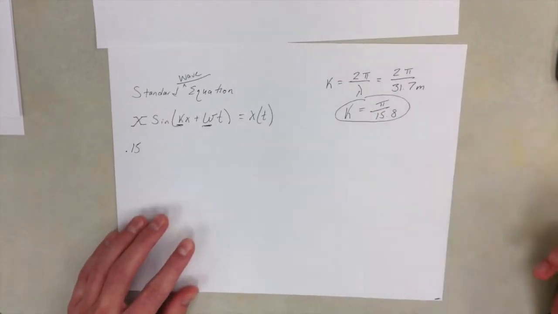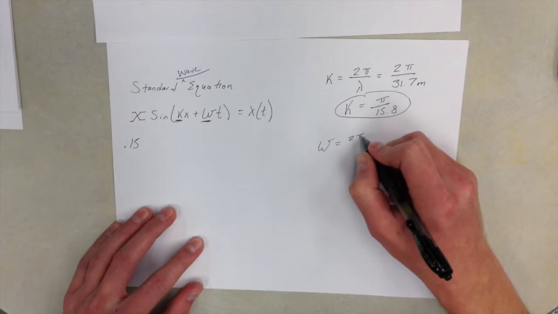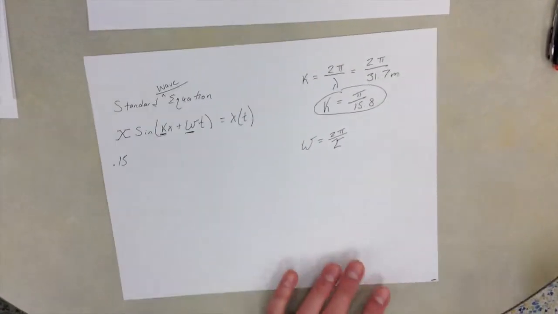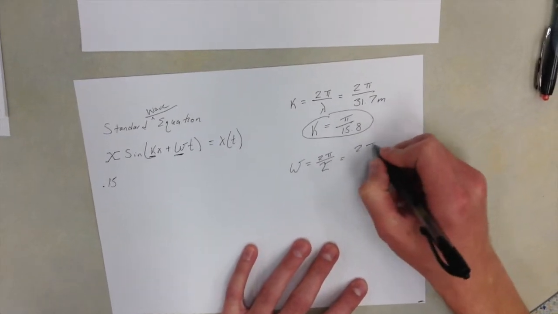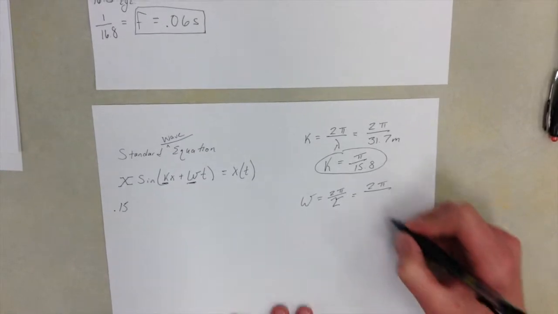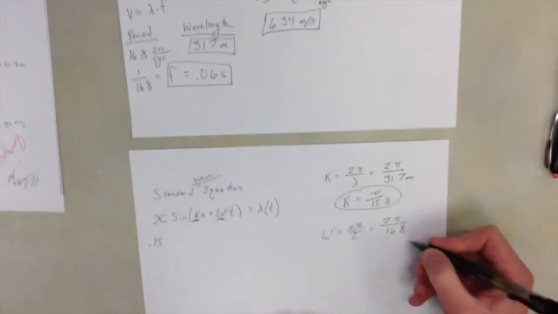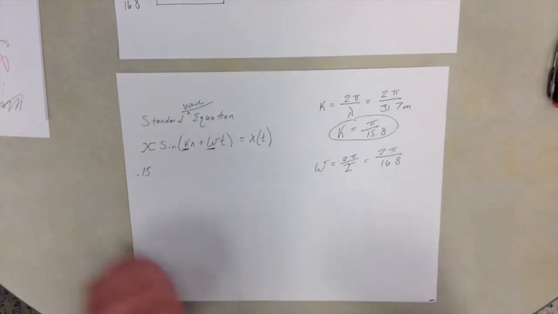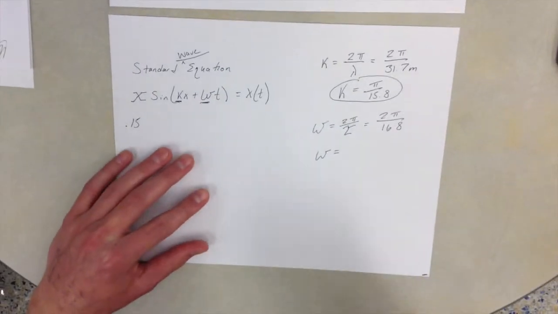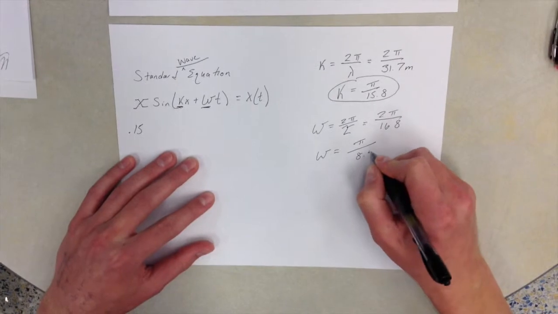And then now we have to find omega. So we know omega equals 2 pi over the period. So once again, we just have our standard 2 pi. We can divide that by the period, and we remember the period is 16.8. I could write seconds per cycle in there, but I'll leave it out for now. So then we end up getting omega is equal to pi over about 8.4.